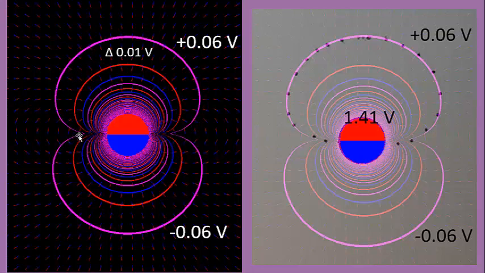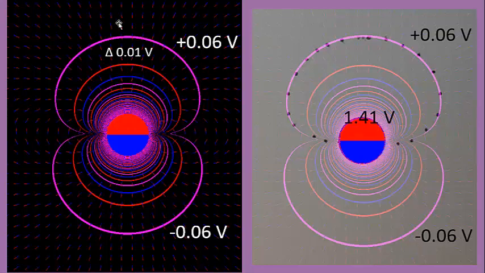Basically, if I'd measured down here, I would have gotten a minus 0.06 volts. So on one side of the magnet, it gives a positive reading. On the other side of the magnet, you get a negative reading.